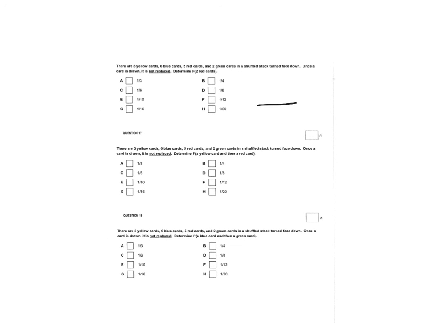Okay, same thing. 3 plus 6 plus 5 plus 2 gives us our total. If it's not replaced, that means our total is going to go down 1 after we pull 1 card out. So 11, 12, 13, 14, 15, 16. The next time will be a 15. And 2 red cards. So if we start with 5 the first time, the next time will have to be 4.